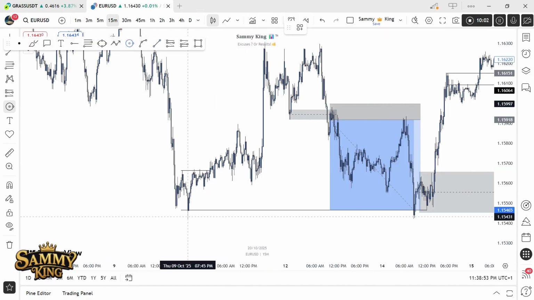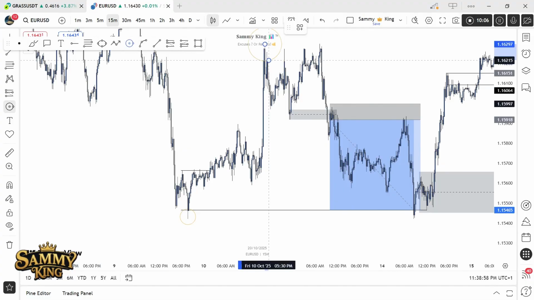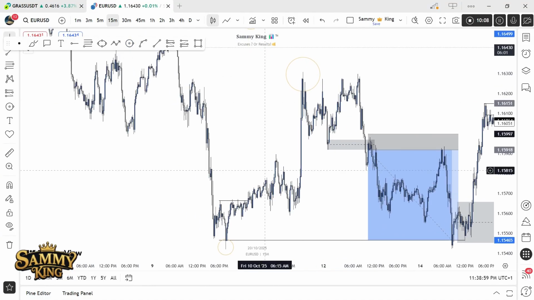This is a swing low here, and this right here, let's take this as our swing high. This is our swing high, this is our swing low.